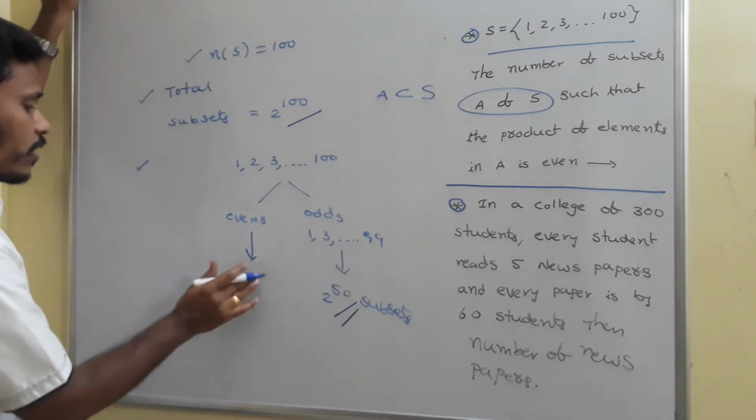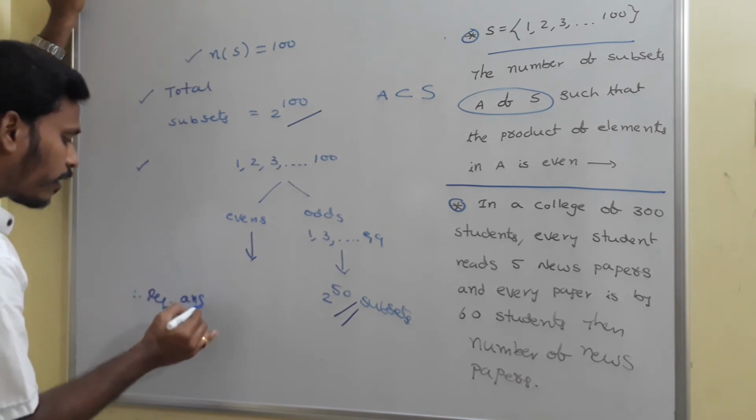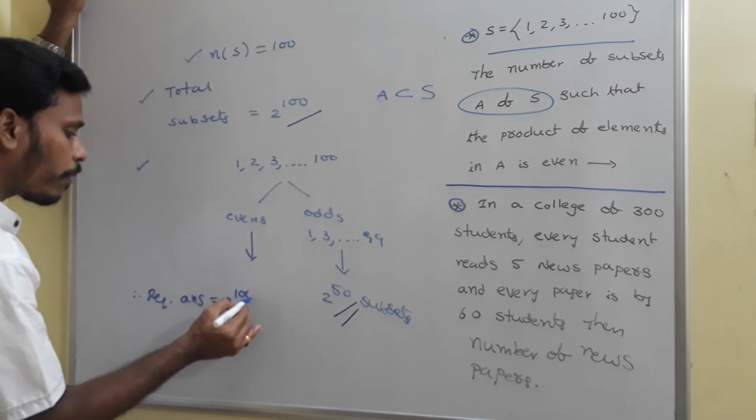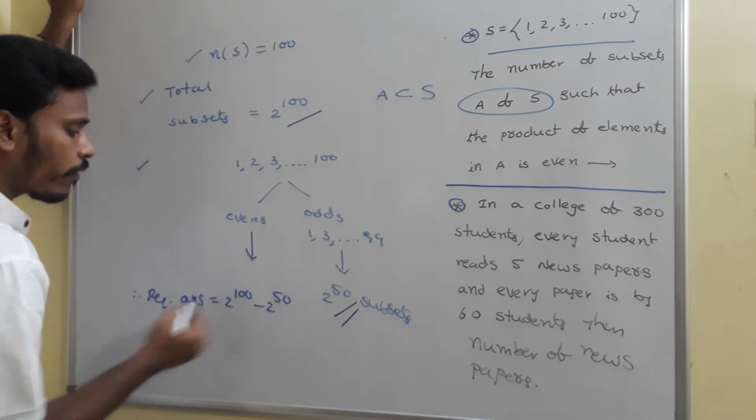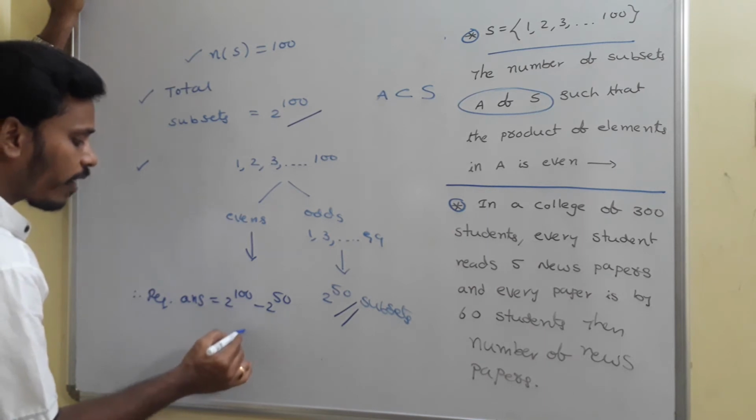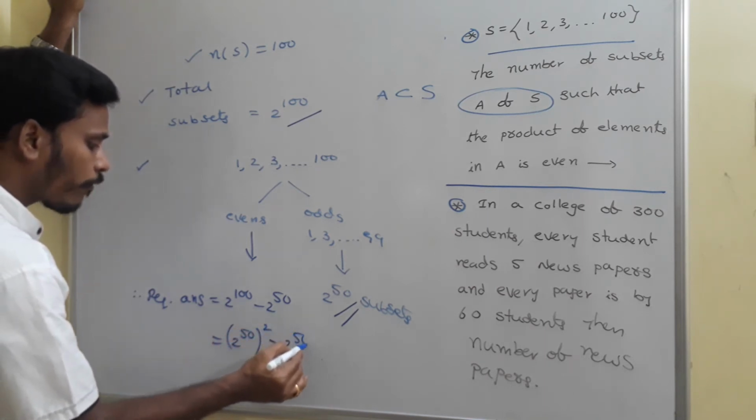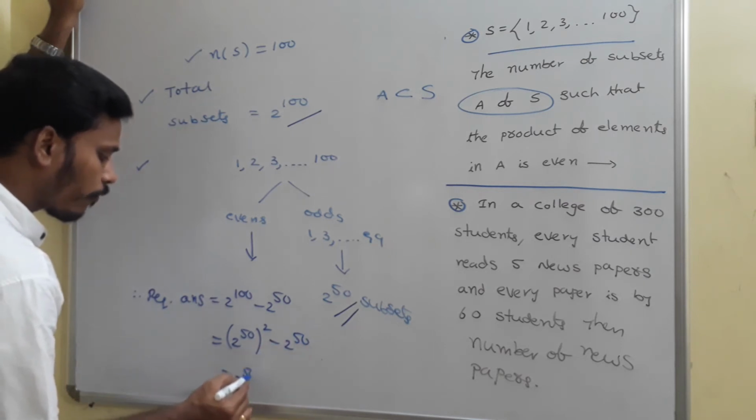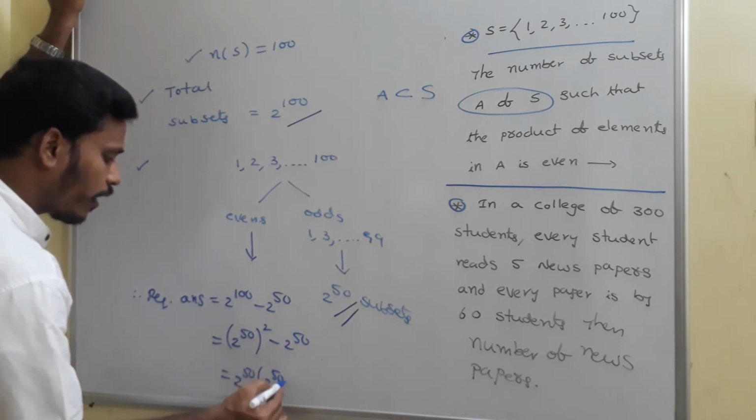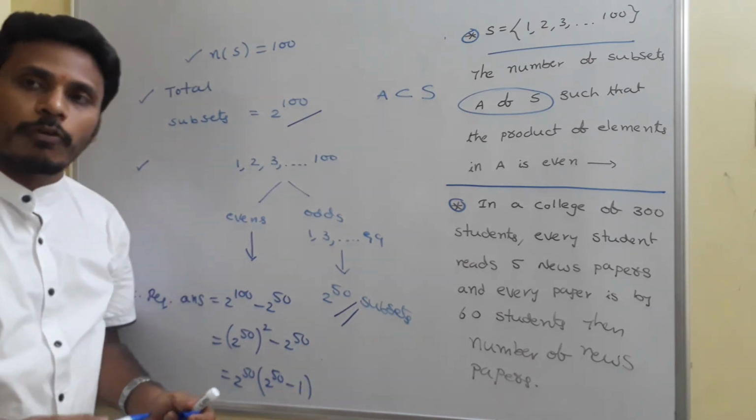So our required answer at the end is simply the total subsets, 2 power 100, minus this 2 power 50. We can write 2 power 100 as 2 power 50 whole square minus 2 power 50. If you take out 2 power 50 as common, this is 2 power 50 times (2 power 50 minus 1). At the end, the required answer is 2 power 50 times (2 power 50 minus 1).